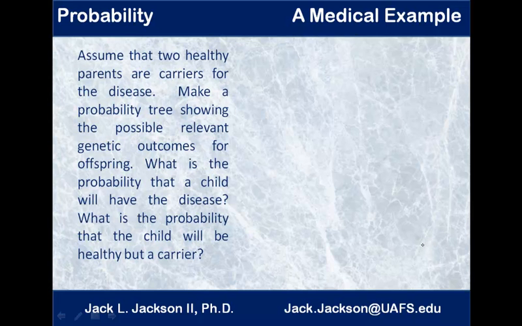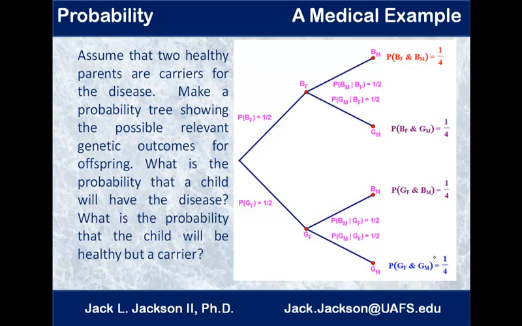Okay, so we're looking at this tree where we have two healthy parents that are carriers for the disease. Each one of them can pass on either a good or a bad gene, so this is going to be a two-stage tree. The first stage is you can get either a bad gene from the father or a good gene from the father. Each has probability 1/2. We know he has one of each, and the probability is 1/2 that he'll pass on the good one or the bad one.